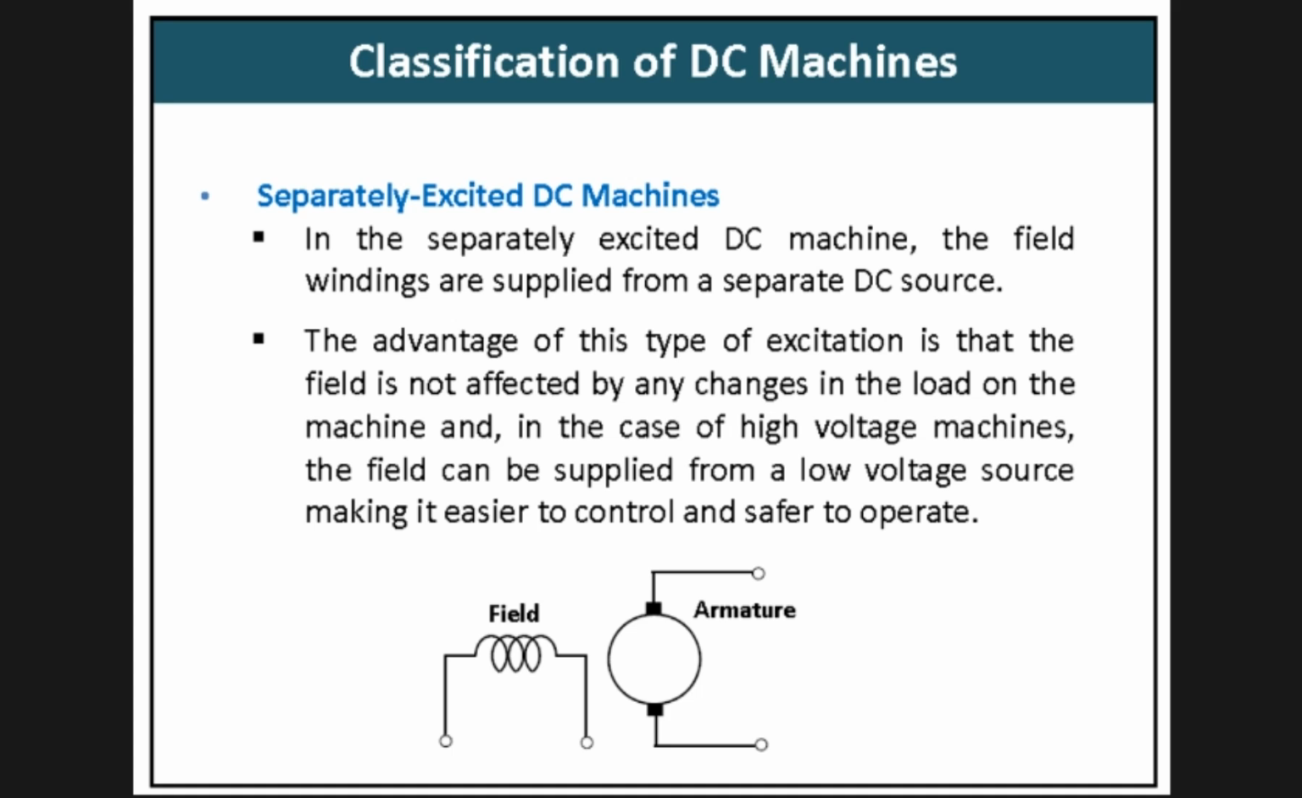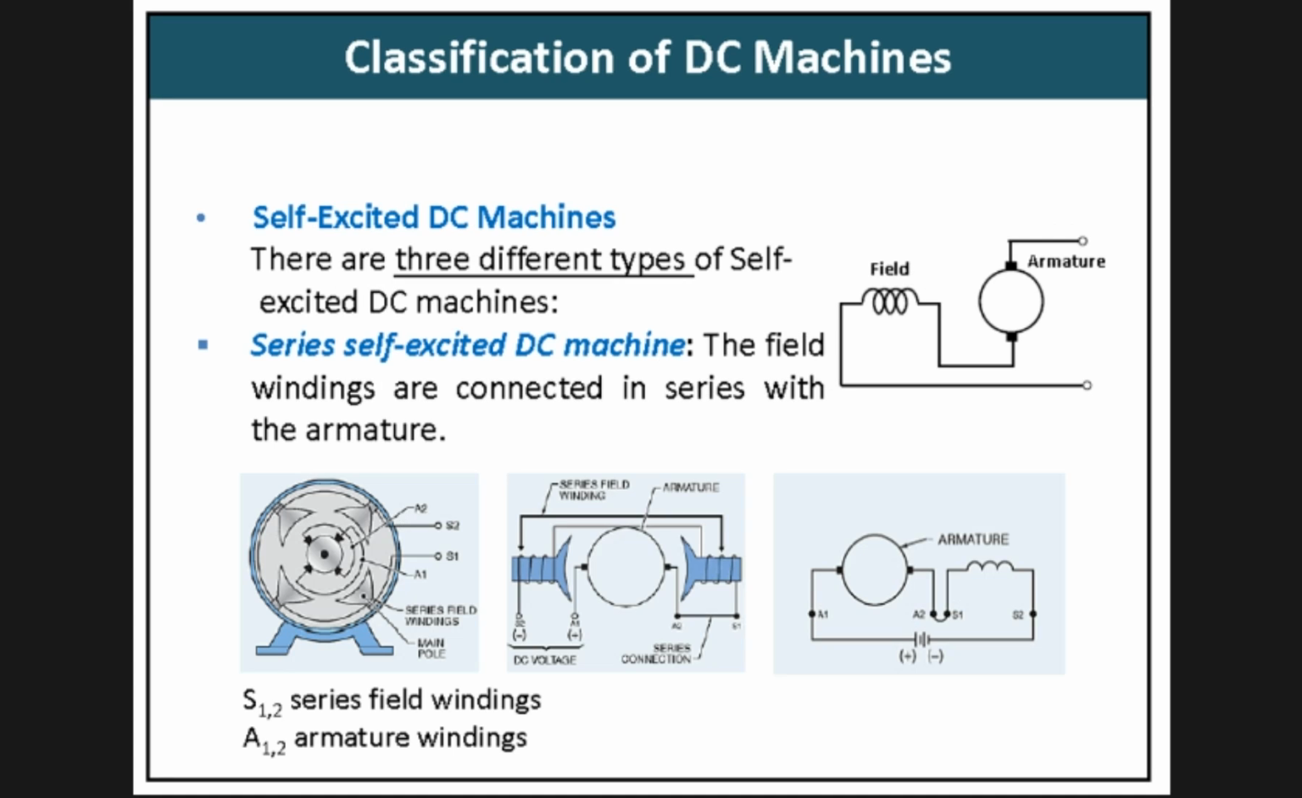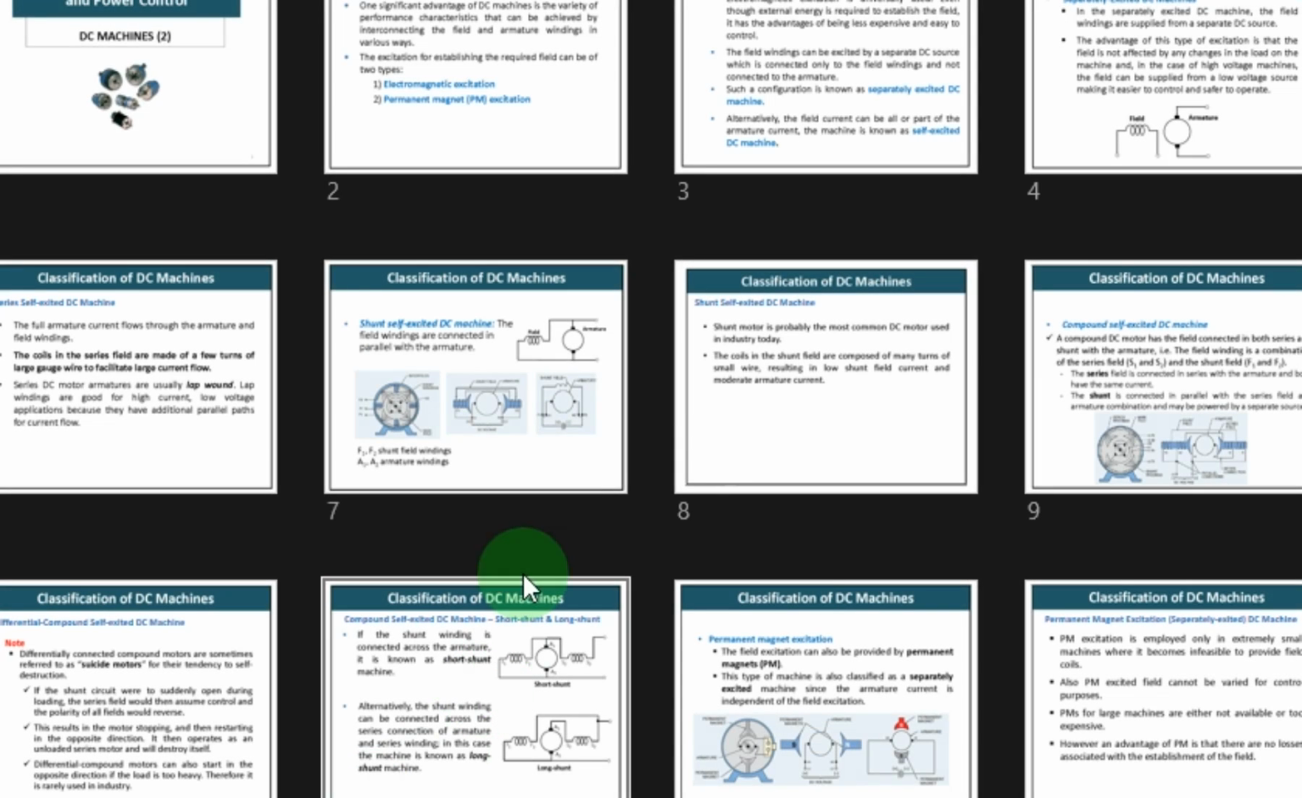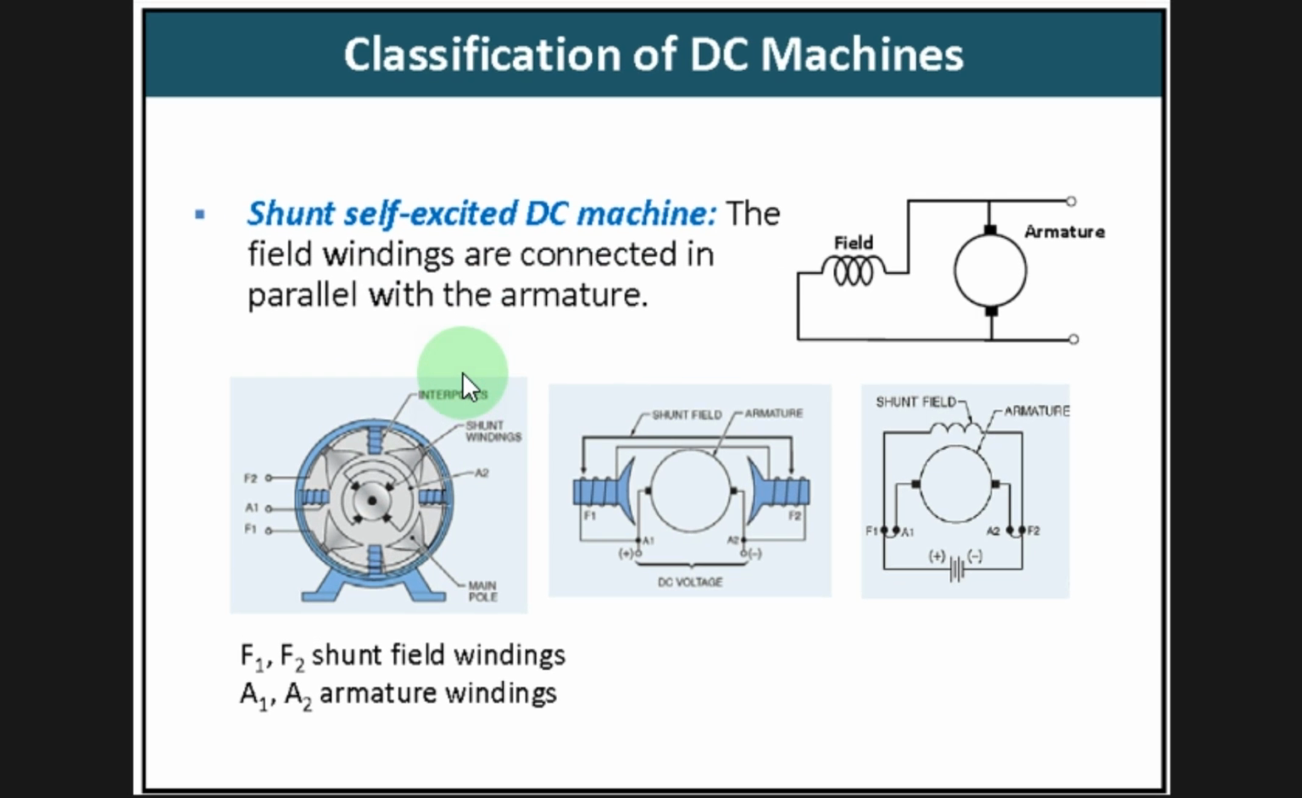And then we said that there are two types of self-excited DC machines. One is series self-excited DC machines, where the two coils are connected in series, and then the other one is called the shunt excited DC machine, where the two coils are in parallel.